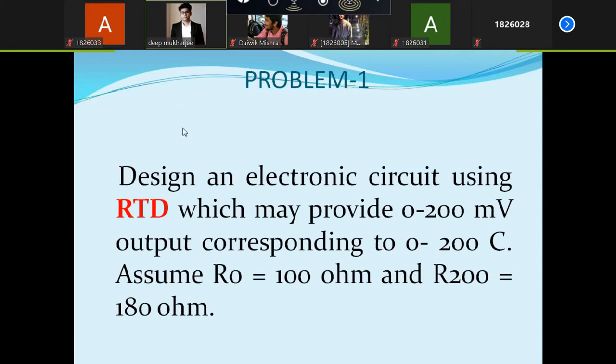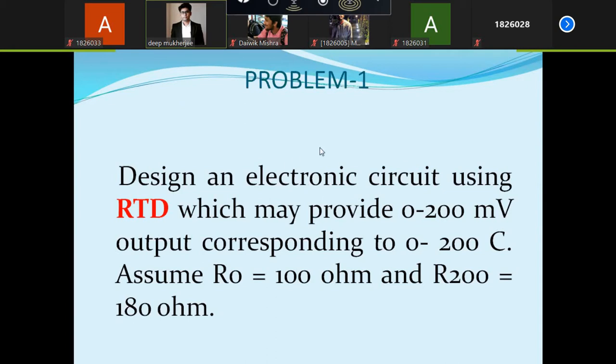The question is that you have to design the electronic circuits. Designing the electronic circuits means an RTD, actually they're asking for RTD signal conditioning circuits. RTD signal conditioning circuits means a Wheatstone bridge. You have to design a Wheatstone bridge circuit.